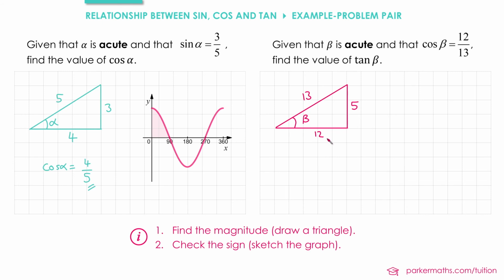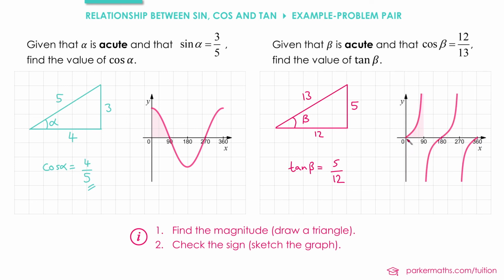Next up, we'll find the magnitude of tan beta. We know the trig ratio for tan is opposite over adjacent, so we get 5/12. As in the last example, we'll check the sign by sketching the graph. For the region that we're interested in, which is the acute region between 0 and 90, the graph of tan is always positive. And so our answer stays as tan beta equals 5/12.